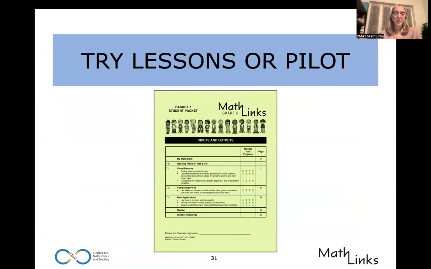Now I'd like to show you where you could find out more, especially how to access these lessons. This is the cover of our 6th grade student packet 7 that we just went through, called Inputs and Outputs.